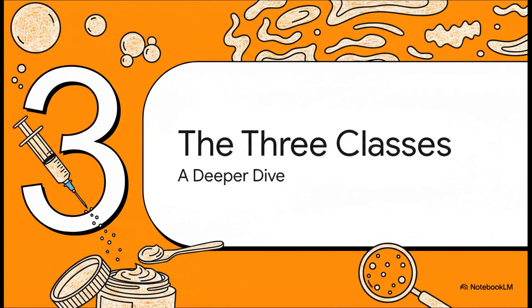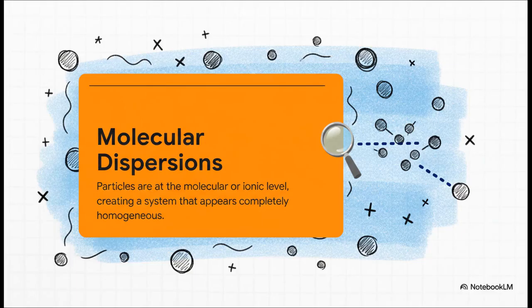All right, it's time for that deep dive. Seriously, understanding the exact differences between these three is so crucial. It affects everything from how you formulate a sterile injection to how you create a stable cream that won't separate on the shelf. First up, molecular dispersions. In this case, the dispersed particles are unbelievably tiny. We're talking about individual molecules or ions just floating around. The result is what we call a true solution. It looks perfectly uniform, perfectly clear, because those particles are literally too small to see or to even scatter light.